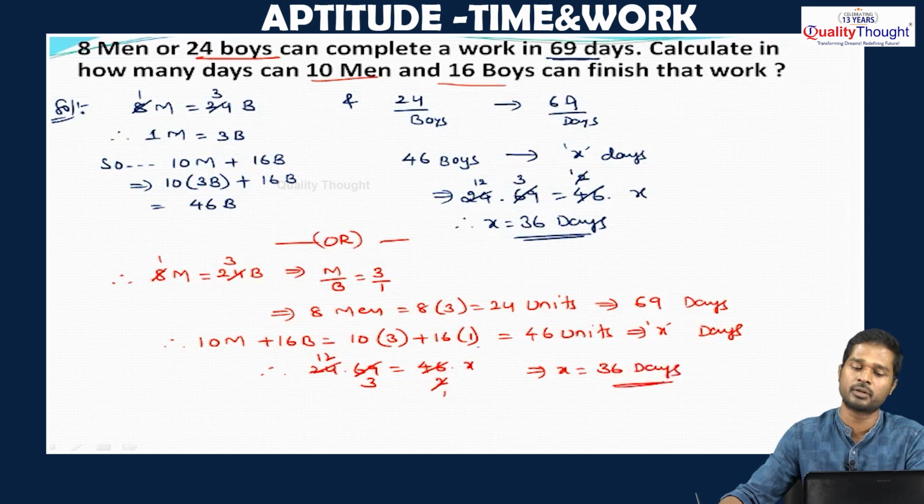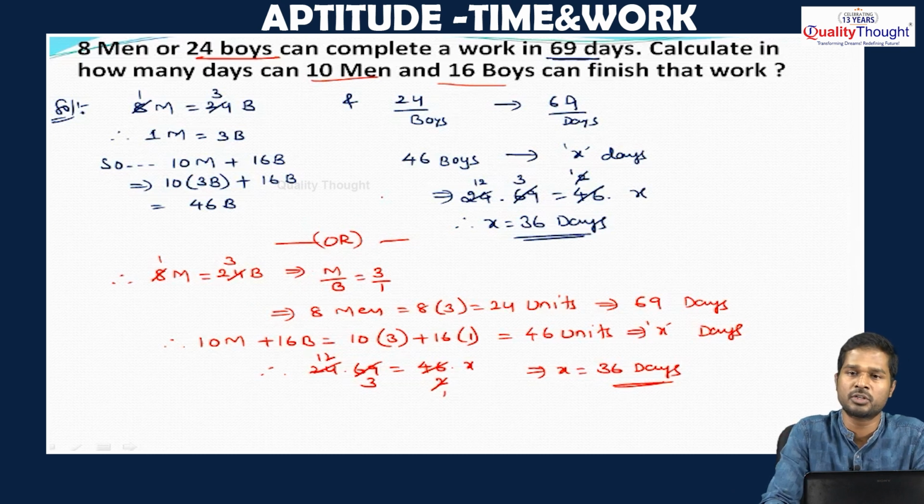Almost both the methods are same, but in the second method we have considered it as units of work. In the first method we have converted the entire question into boys. Either you can convert the question into either boys or men, but here I have taken into boys, and in the second process I converted the question into number of units. So we have taken the total units of the work and we have solved the question.